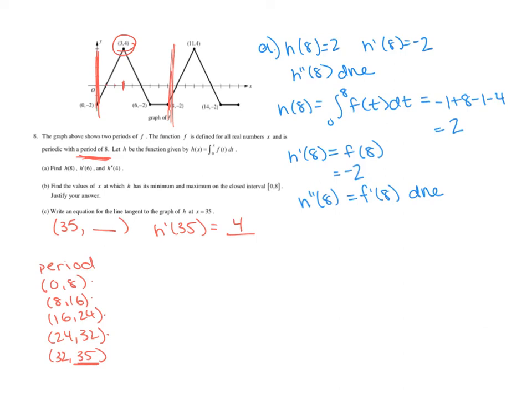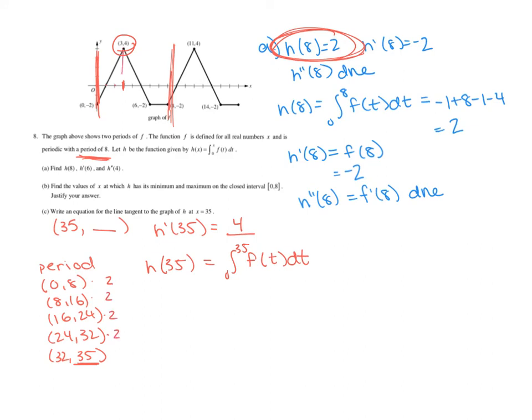To find the y value, we need to find h of 35, which is the integral from 0 to 35. The integral from 0 to 35 is the area from 0 to 35. The area of each of these periods, we found that the area of one period was 2. We found that way back when in part A. So the area of each of these periods is 2, 2, 2, 2, 2, 2, until we get to this last one.